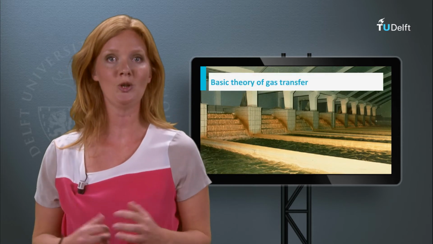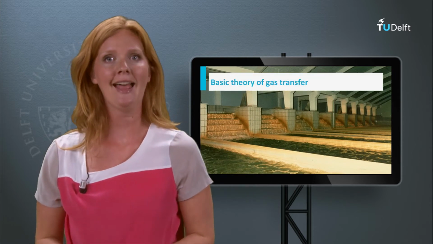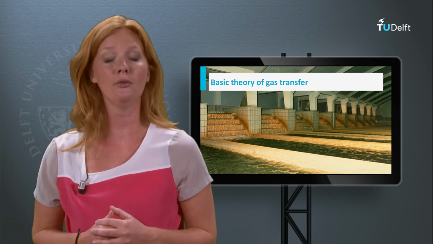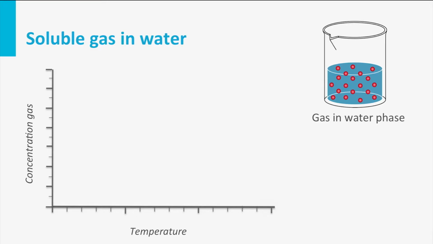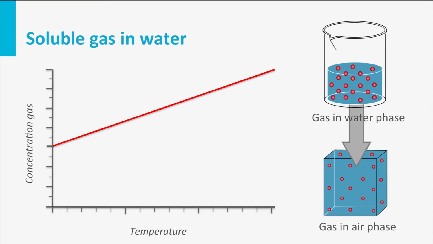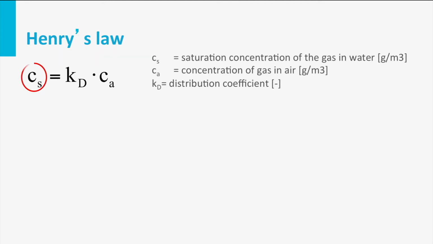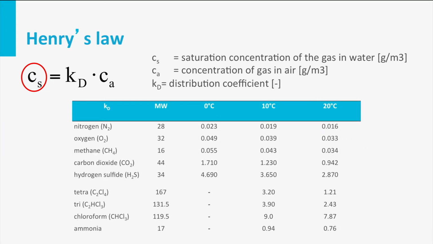However, before I introduce you to the technologies that are used for aeration, I will first tell you about the basic theory of gas transfer. Gases are, to some extent, soluble in water. The concentration of a gas in the water phase is in equilibrium linear to the concentration of the gas in the air phase. This equilibrium is conform Henry's law. The equilibrium concentration is also called the saturation concentration. For oxygen in water in equilibrium with the atmosphere, the saturation concentration is approximately 12 milligrams per liter at 10 degrees Celsius.